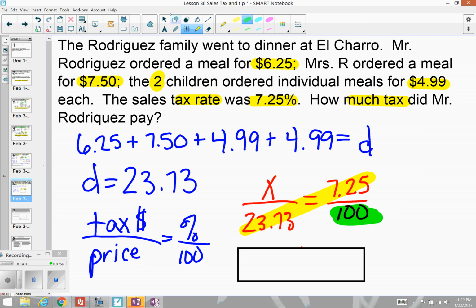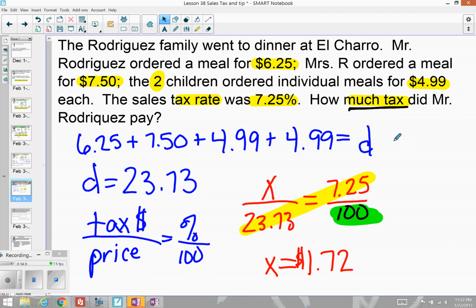Always setting it up is usually the hardest part, right? So after you do that in your calculator, this time we're only looking for how much you paid in tax. We're not looking for the total meal. So after we did our calculation, you should get that he paid $1.72 in tax, and in this case, this would be our final answer.